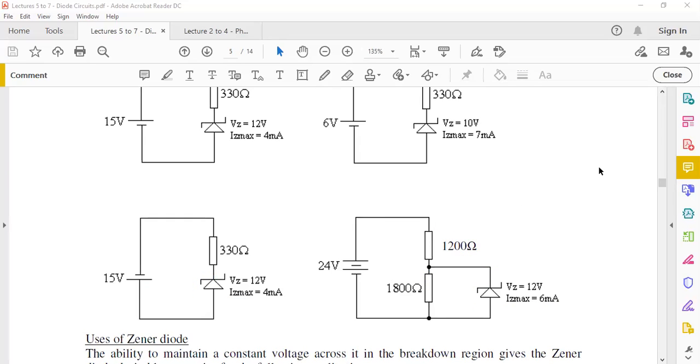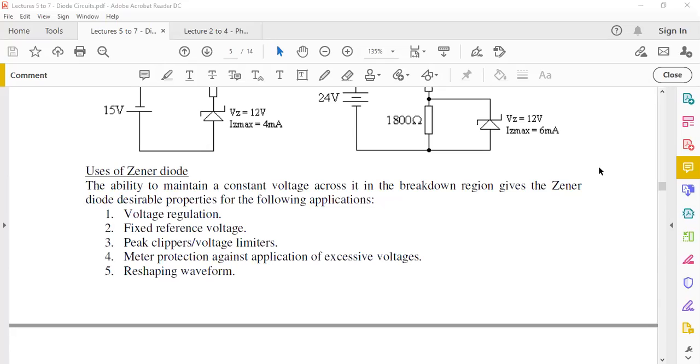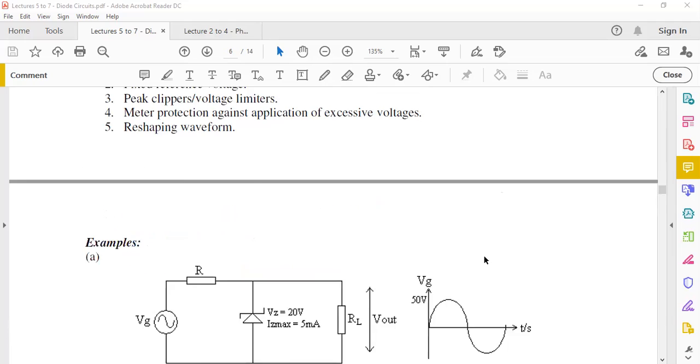Okay, so let's move ahead. Where do we use Zener diodes? Like I've just mentioned, you can use it for voltage regulation. If you want to provide a fixed reference voltage, you can use it also in clipper circuits. We're going to look at that in a few minutes. You can use it in meter protection because the voltage across a Zener diode cannot exceed a certain region, even if your input voltage is increasing. So that can be used to protect devices. And of course, you can use it for reshaping waveforms.